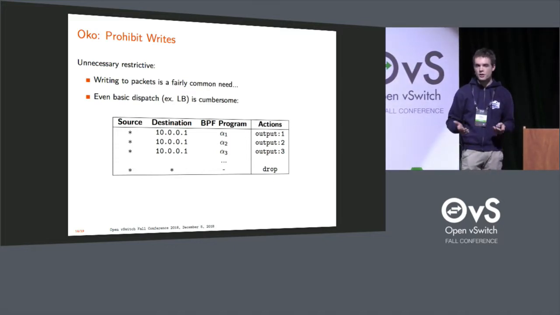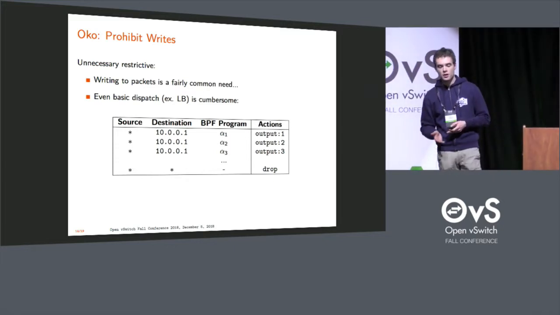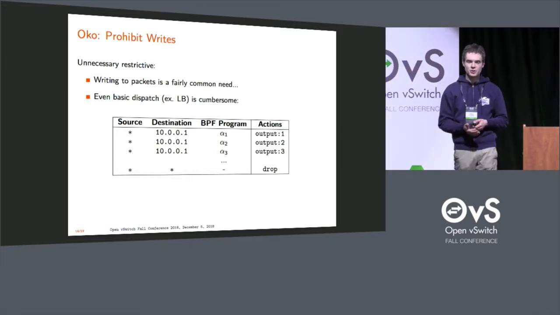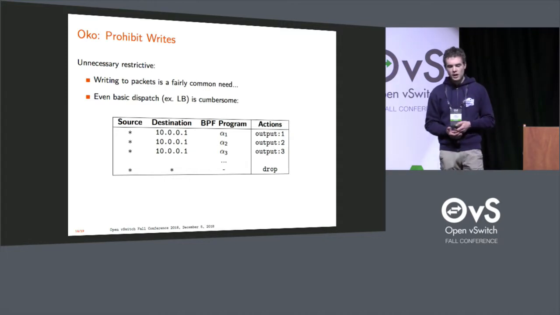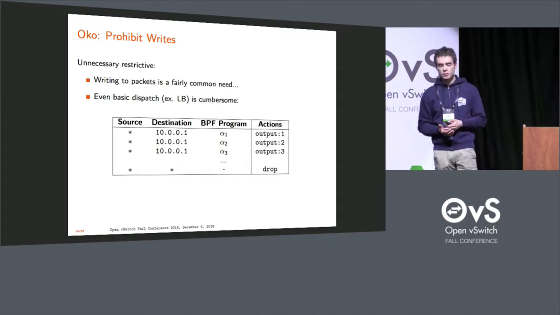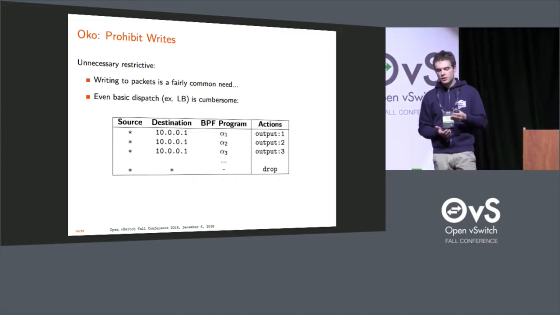So obviously, in a lot of cases, you actually want to write packets. That's a very common need, and we actually prevent doing so with our approach. And even if you do not want to write a packet, in some cases, the binary output is very limiting. Because, for instance, if you want to do a load balancer, you're going to have one BPF program per output destination, per output port, sorry. So in this example, you will have a large number of different BPF programs to match in these cases.